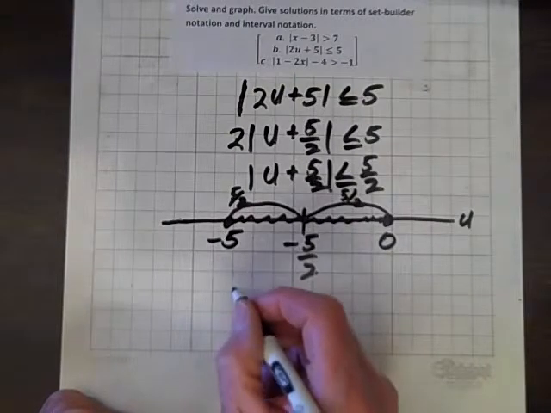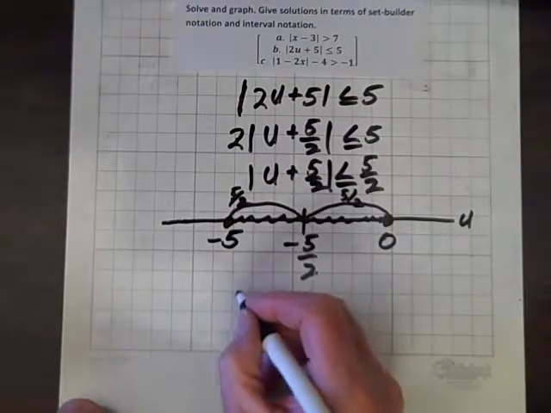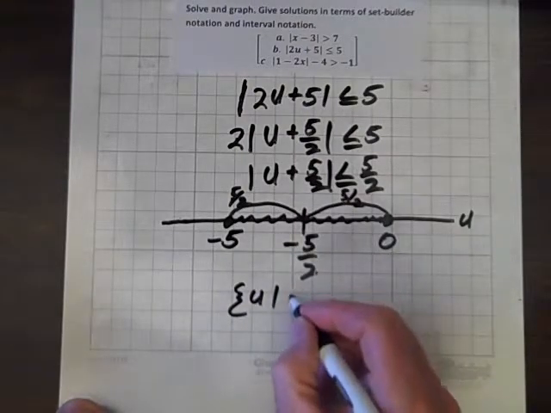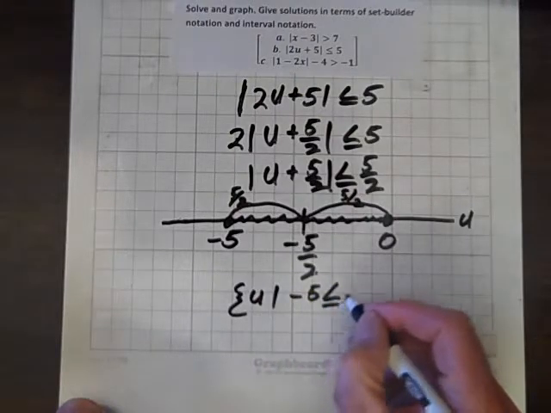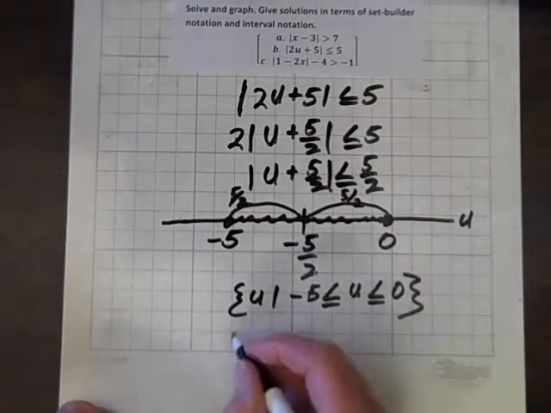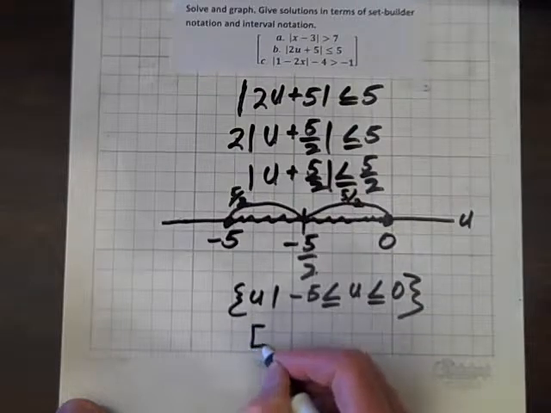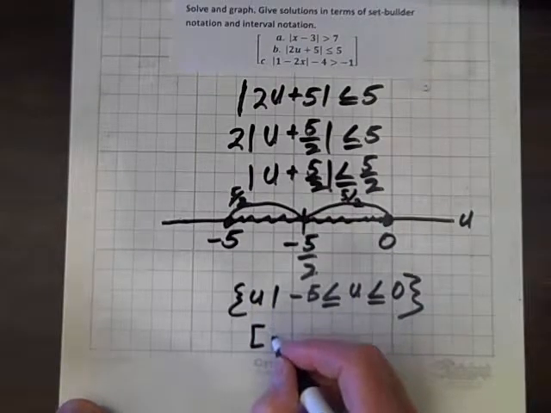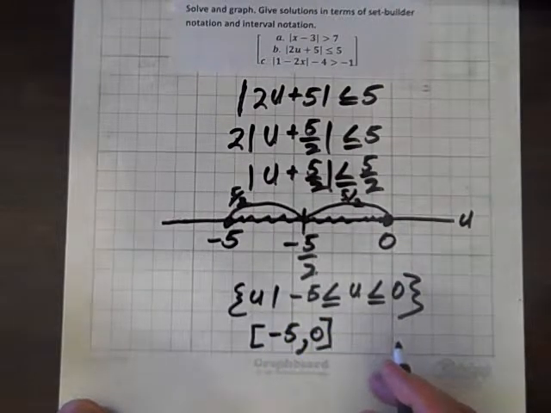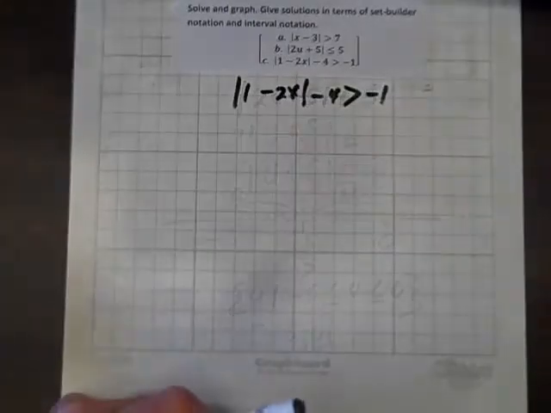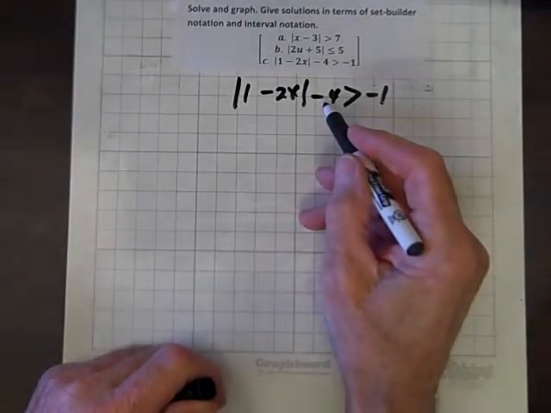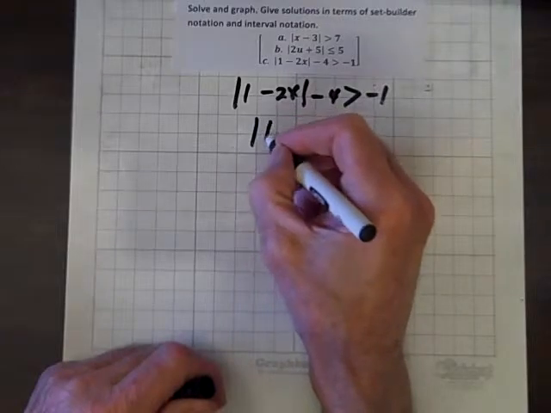Now we're ready to state our solution, and in set builder notation, that'll be the set of u such that negative 5 is less than or equal to u, which is less than or equal to 0. In interval notation, this was set builder notation. Interval notation, we're at negative 5 to 0, bracket, bracket. And we'll move on. For our final problem, the first step is to isolate the absolute value.